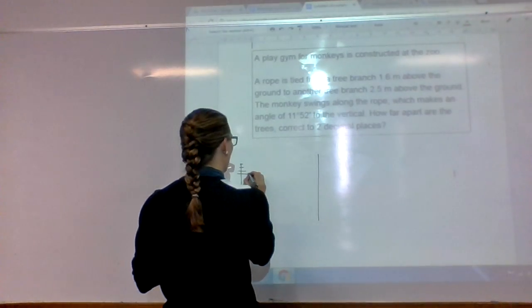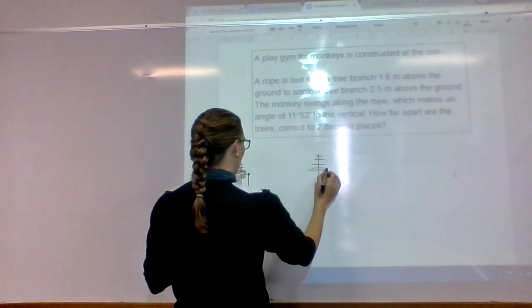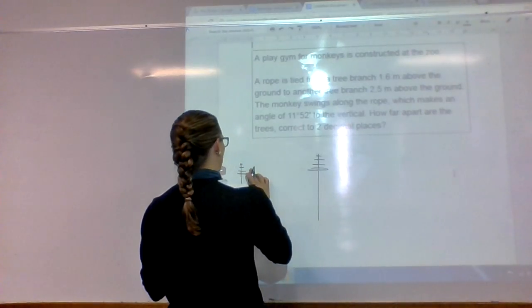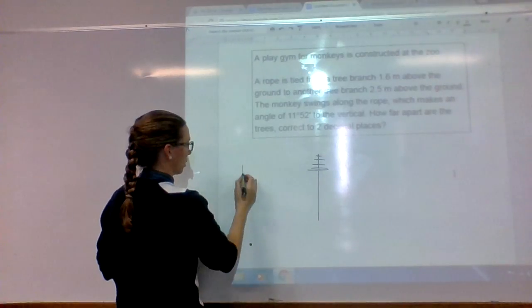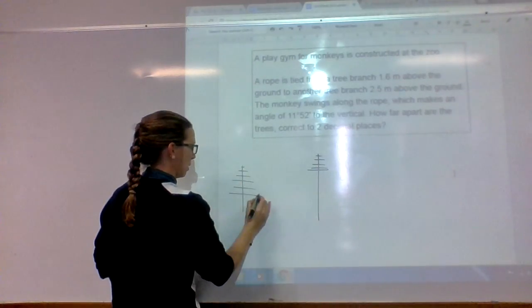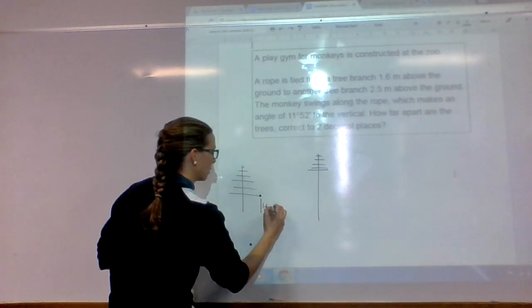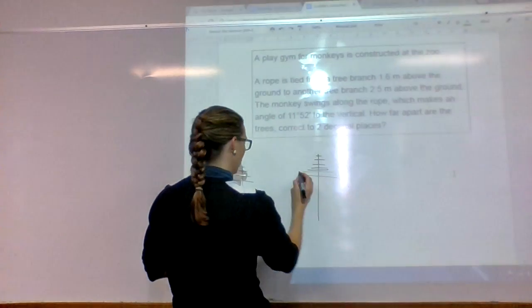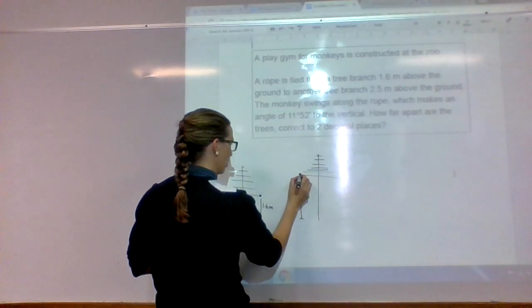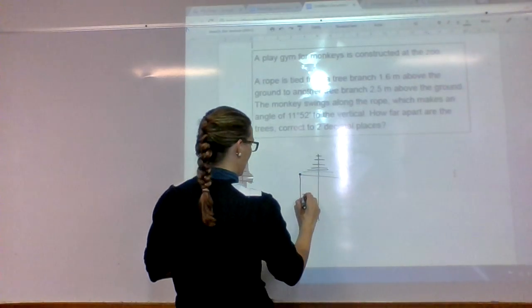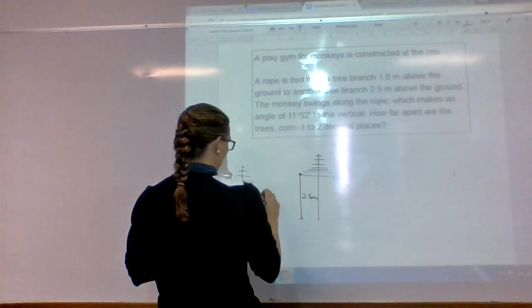Okay, now I've got another tree over here. I'll just change this diagram a little bit here. So I've got another tree. I'm going to say that this distance is 1.6 metres. Okay, and this is a taller tree, and this distance from the ground to the spot is 2.5 metres. Now the rope is tied from that one to that one.